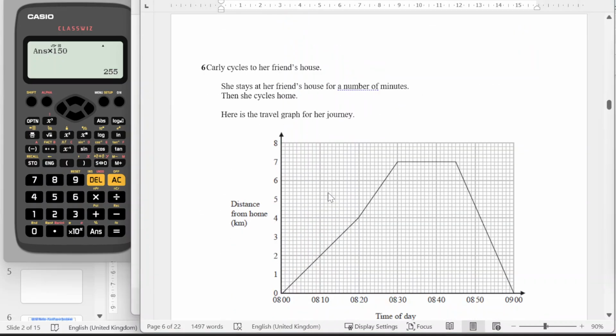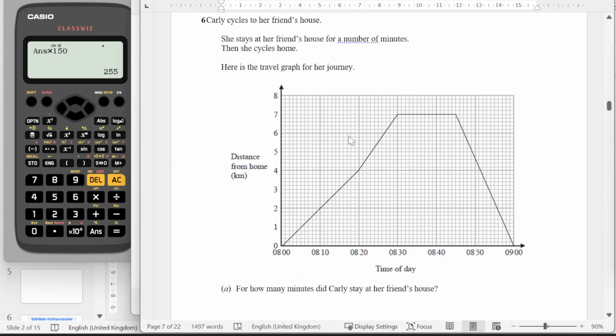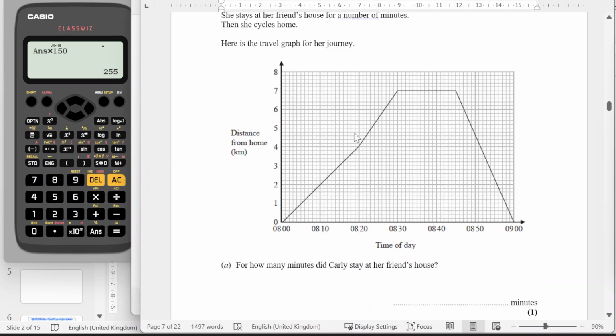Okay, question 6. Carl cycles to his friend's house. He stays at his friend's house for a number of minutes and she then cycles home. Here is a travel graph of her journey. So how many minutes did Carly stay at her friend's house for? So she arrived at 8:30 and stayed until looks like 45 to me. So we're saying that she stayed for 15 minutes.